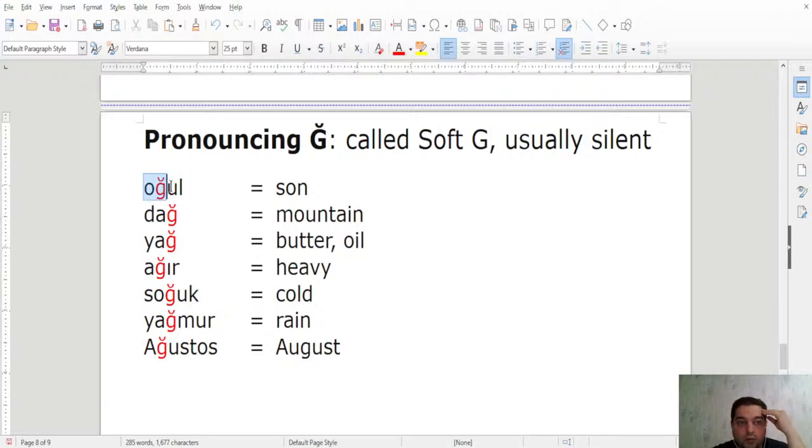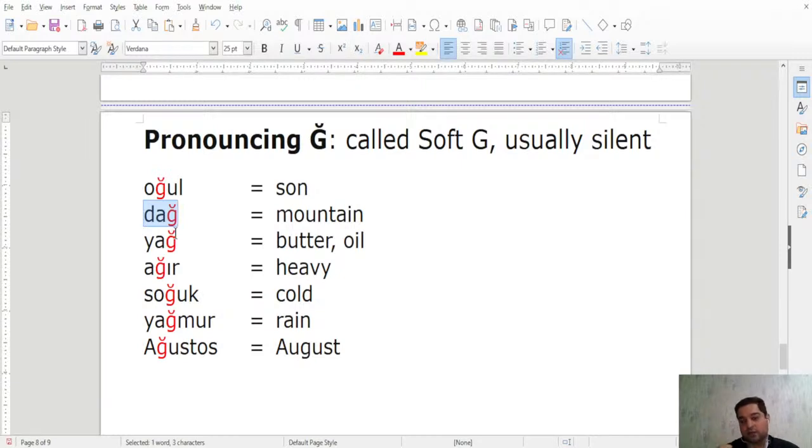Okay, so oğul, see, oğul. It is like prolonging the letter U that you have here. It becomes prolonged. Oğul. The second example here is dağ. You see it as if you prolong the letter A here, as if you pronounce A twice, or kind of prolonged. Not twice but prolonged. So you pronounce it as dā. Okay, dā.